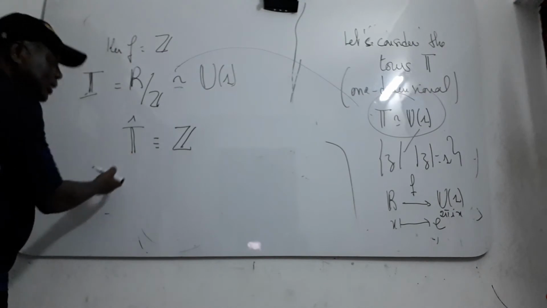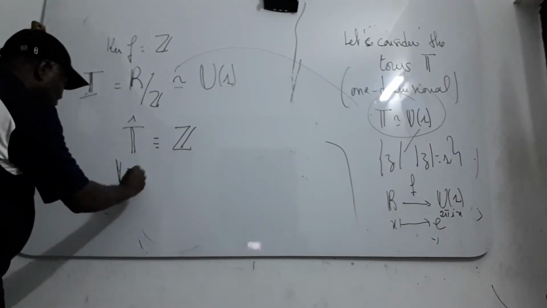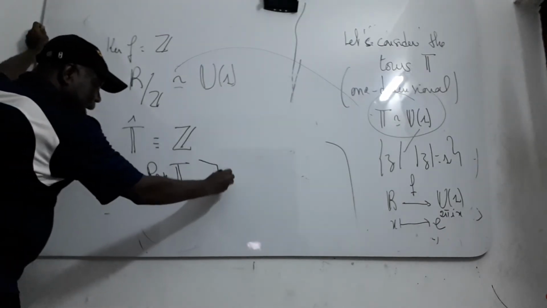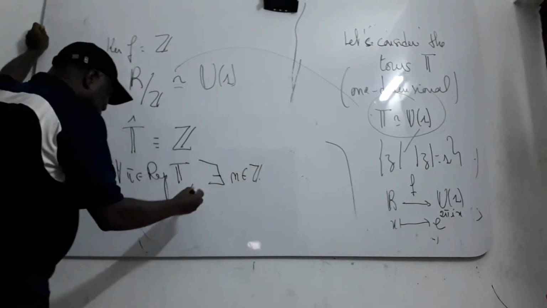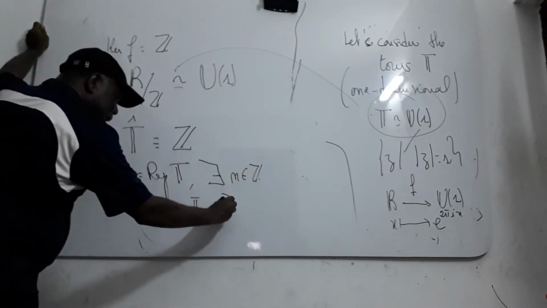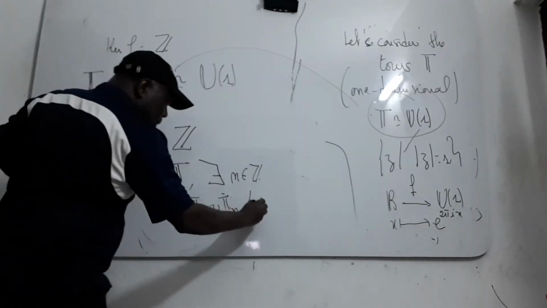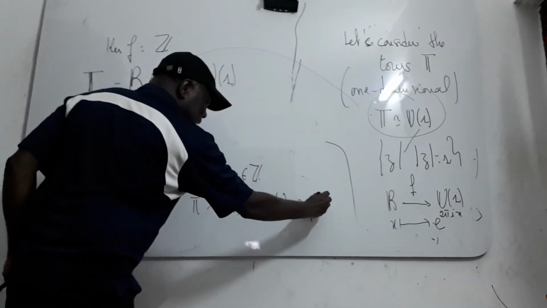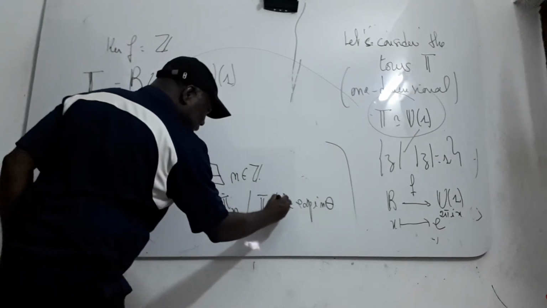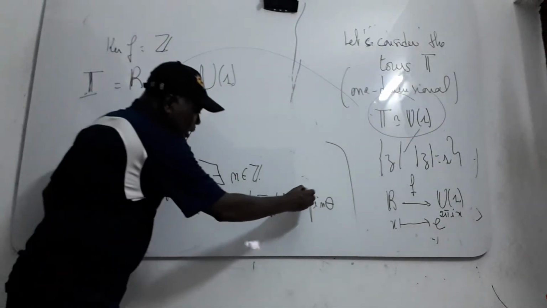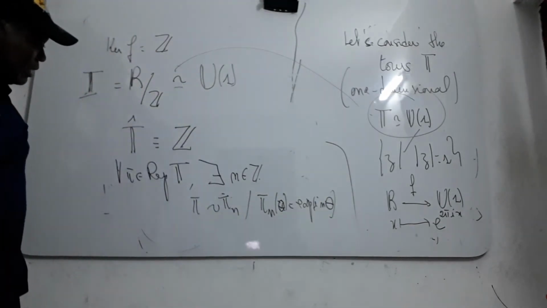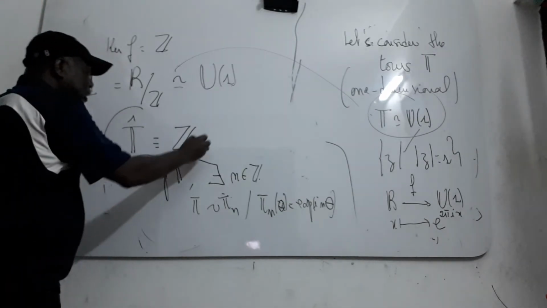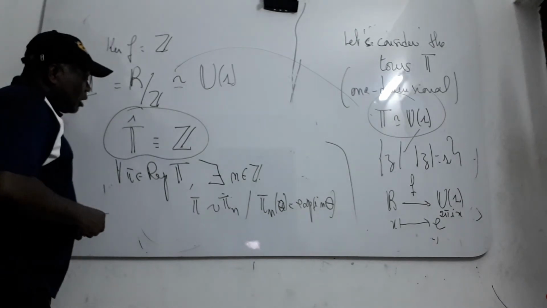That means that when we take a representation of this torus T, you can get some n, an element of Z, such that your pi is equivalent to your pi_n, where pi_n of x is the exponential of i n x. So for any representation, the dual, the set of characters of this one, is equal to Z.